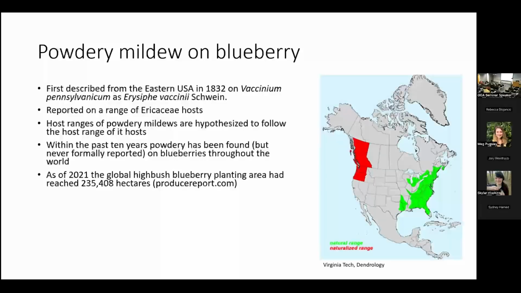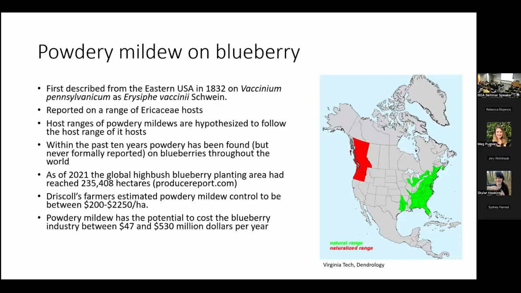And they did, and they were really helpful. And that's the data that I'll show you guys. But just to show you guys the importance of blueberries. This is how many hectares of highbush blueberry planting area was in 2021. And the company that I work with estimated that the amount of damage was between 200 and 2250 per hectare. And then you just multiply that out, and powdery mildew has the potential to cost the blueberry industry between $47 and $530 million per year.